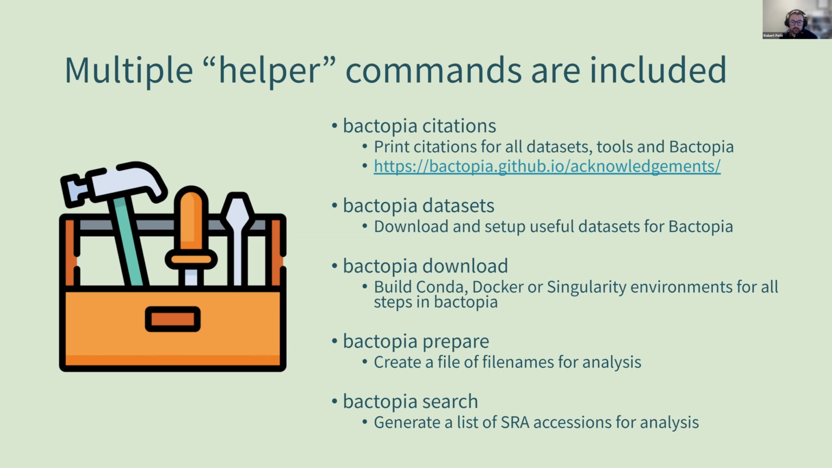There's the Bactopia prepare command, which will create a file of file names. And what that does is allow you to process as few as one sample to as many as thousands, hundreds of thousands, as many as you want to fit in this file. And you can just feed that file directly to Nextflow. And the Bactopia search, again, because I like using public data, will generate a list of SRA or ENA accessions that you can then import directly into your analysis. So an example would be, we had this study that we want to include in our analysis, a BioProject or something. You can include all of those samples in your analysis.